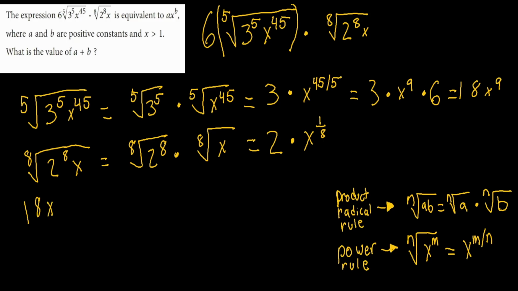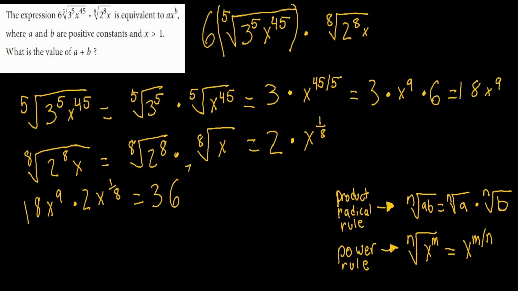So we have 18x to the 9th times 2x to the 1/8th, which is equal to, as you can probably imagine, 36. And when you're multiplying exponents together that have the same base, what do you do? You add them together. So we have to convert the 9 into something with a denominator of 8. So this will be 72 plus 1, 73 over 8.